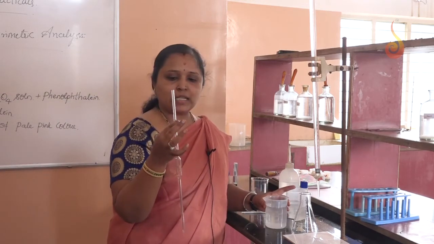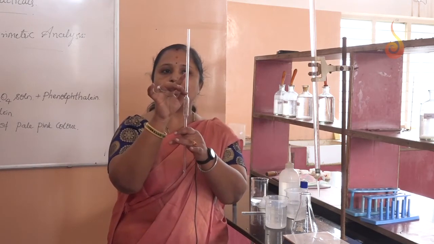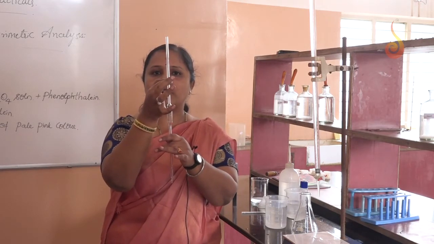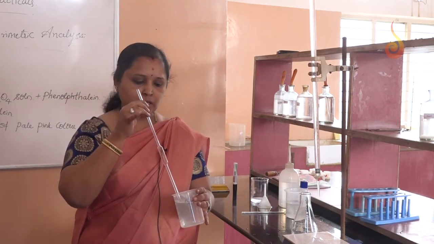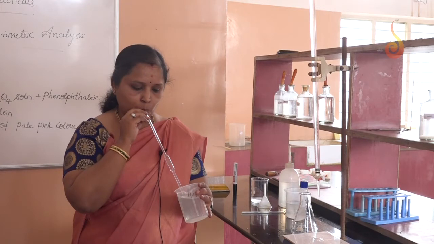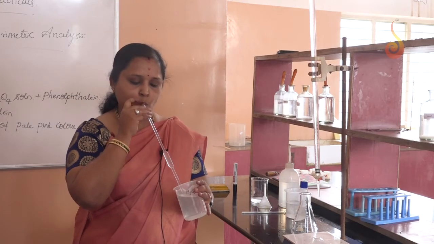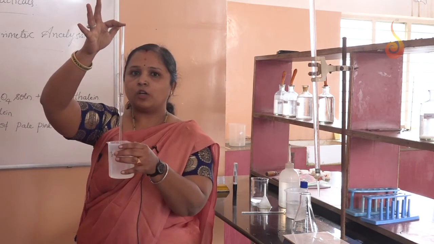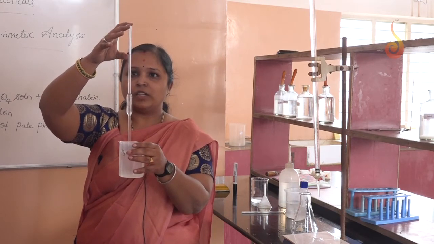Now pipette out exactly 10 ml of oxalic acid solution into the clean conical flask. Observe, this is the marking of the pipette. So the lower meniscus of the solution should exactly reside on this marking. So hold the beaker. The tip of the pipette should be completely dipped in the solution, and start sucking the solution. So I have taken the solution above the marking, and I am closing the stem of the pipette with my forefinger.